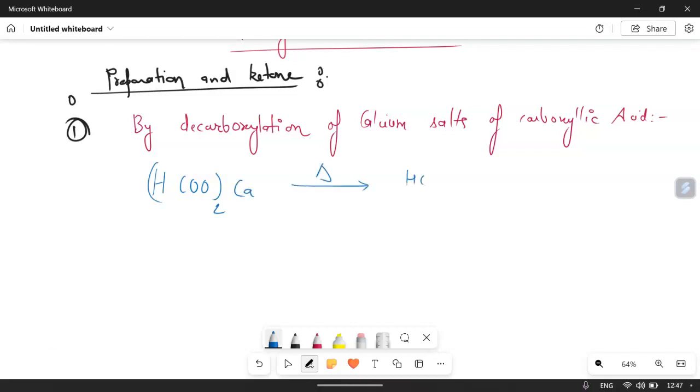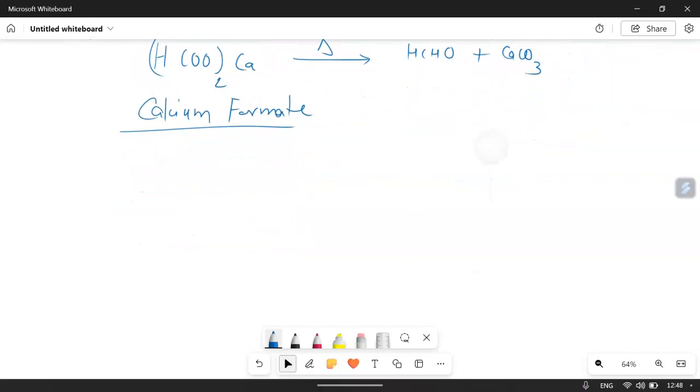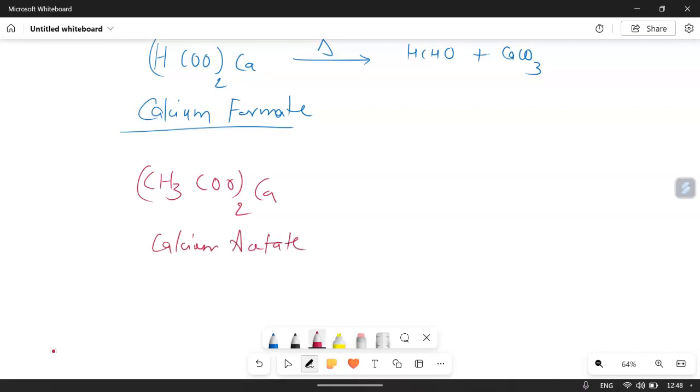Heat it up, we will get HCHO plus CaCO3. Okay. We call it calcium formate. It will give the formaldehyde and calcium carbonate. In next video we can write down the example like that. (CH3COO)2Ca, that is calcium acetate. When you heat it up, it will change to CH3COCH3, that is your acetone ketone plus CaCO3 calcium carbonate.